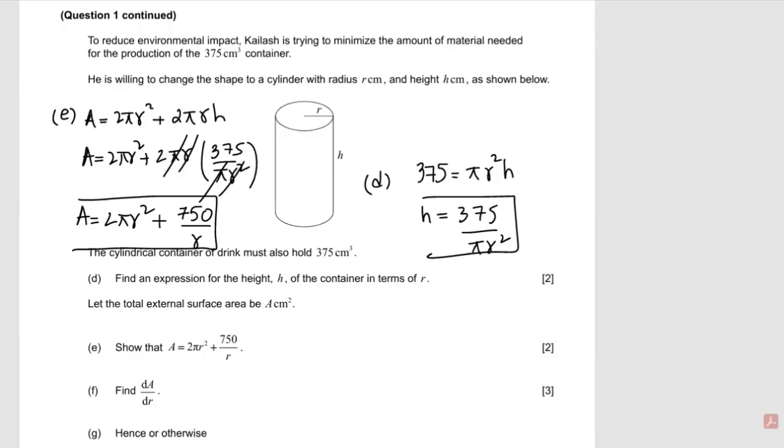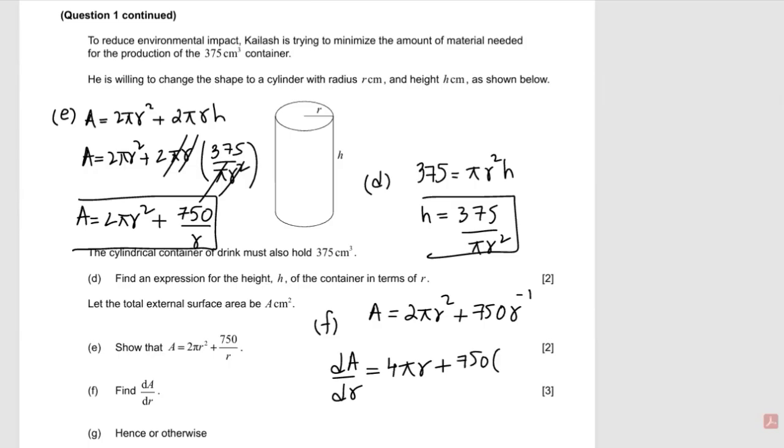Okay, part F. We need to differentiate this expression. So how do we differentiate it? A good way is to rewrite your expression first. So 2 pi r squared plus 750 r to the power of -1. So if I differentiate it, dA over dr, that's going to be 4 pi r plus 750 times -1 times r to the power of -2, right?